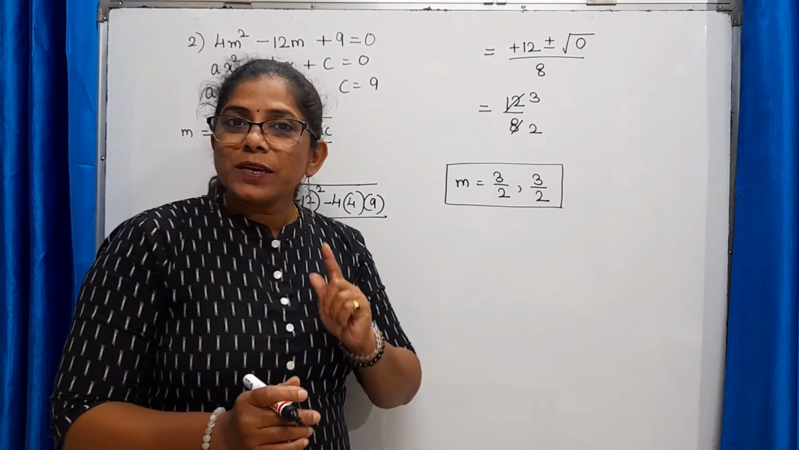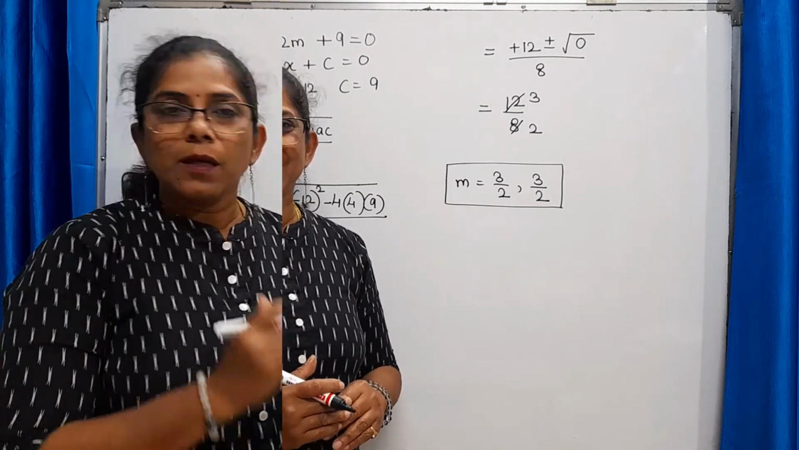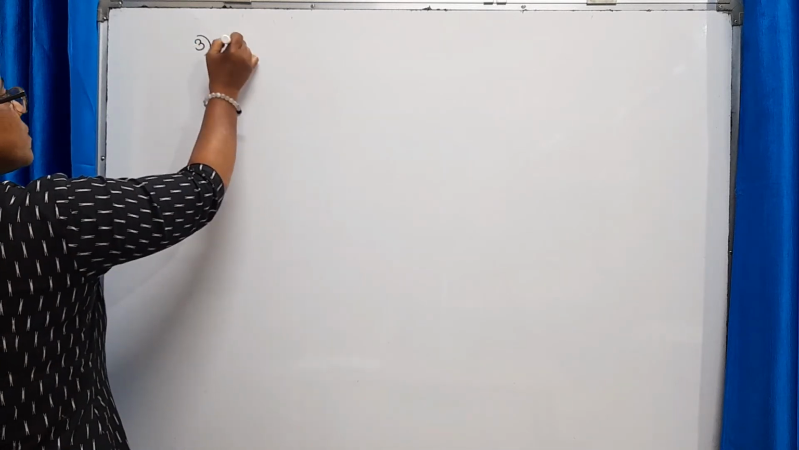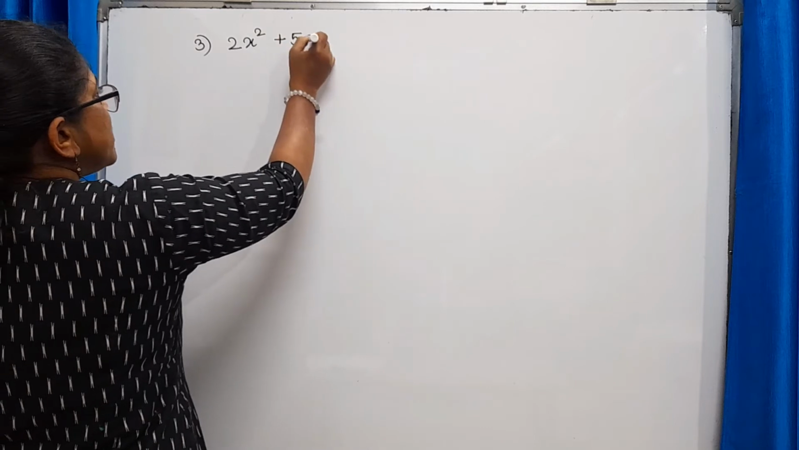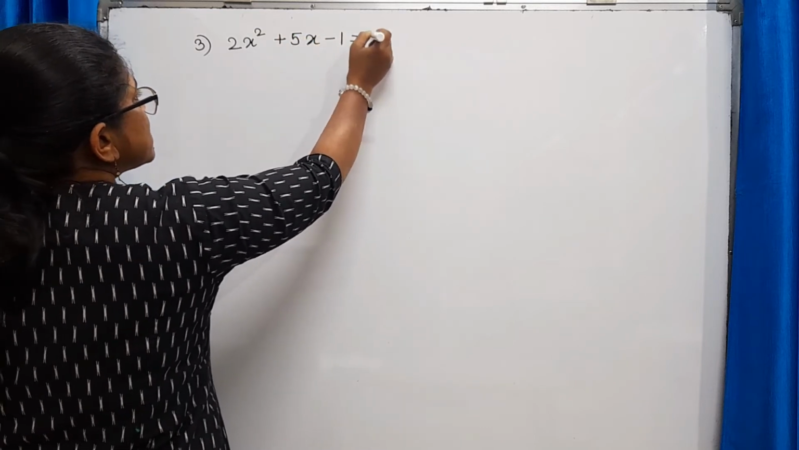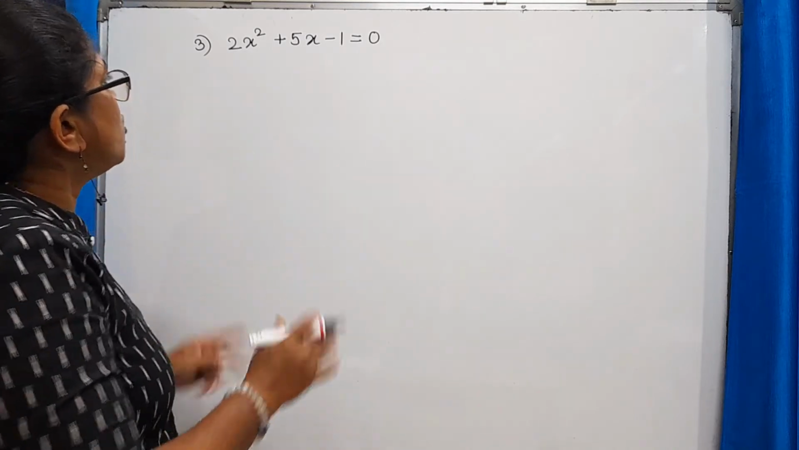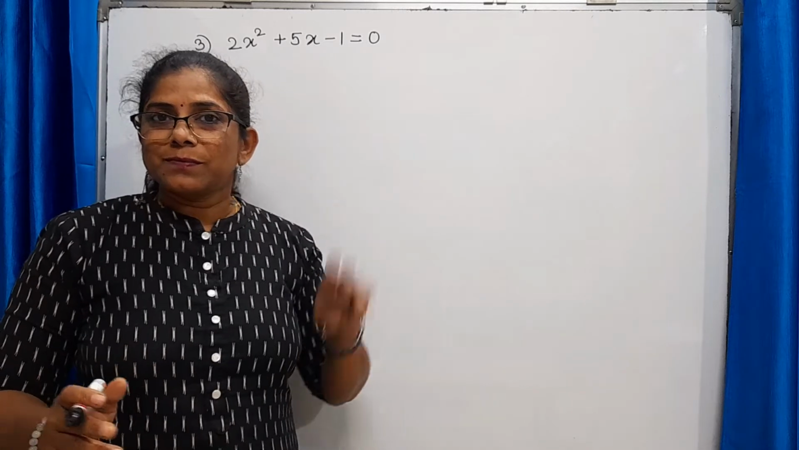Now let's move to example number 3, the last example of this video. Example number 3: 2x square plus 5x minus 1 is equal to 0. We have to find roots of this equation by formula method. 2x square plus 5x minus 1 is equal to 0.